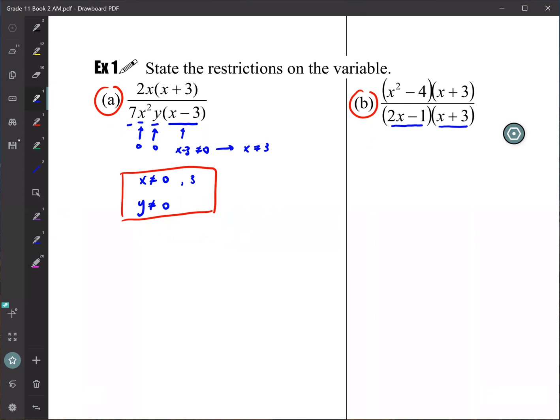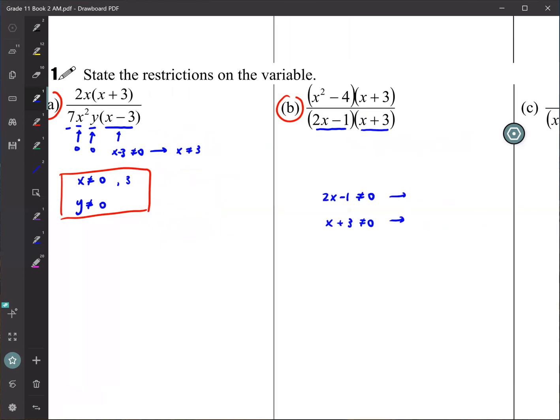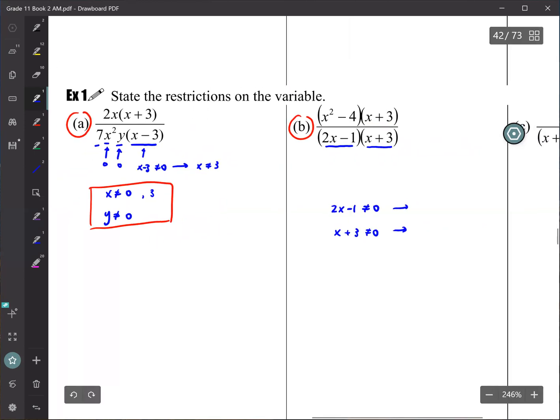First part cannot be 0. Second part cannot be 0. And from each part, you can isolate the x. Okay, so Aaron, what do you have? X cannot equal to 1/2 or -3. Okay, so that's it. So that's your restriction.